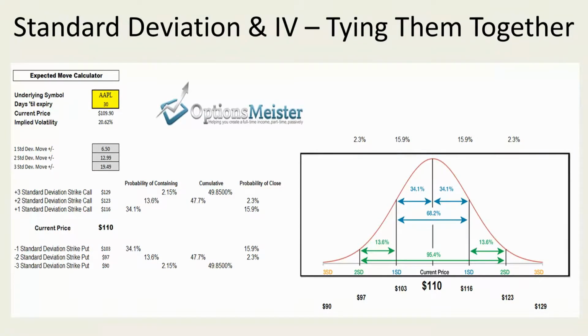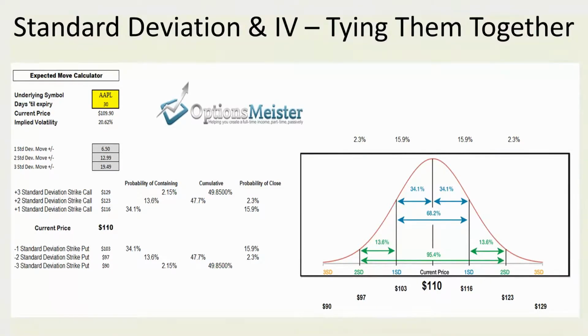2 standard deviations is going to range from 97 to 123. Again, this isn't absolute, but this is putting the odds in your favor, and this is telling you what those calculations mean. And I put the little numbers you see, 15.9% and 2.3%, at the top. Those are just the probabilities that it will close below that, and I'll show that on another chart. I just stuck those up there to show that. And if you go down below to the 6.50, the 12.99 and the 19.49, let me explain that to you.